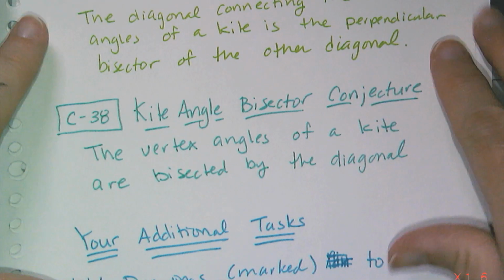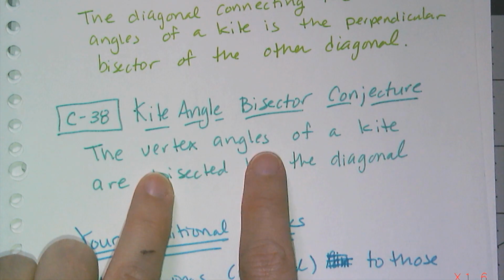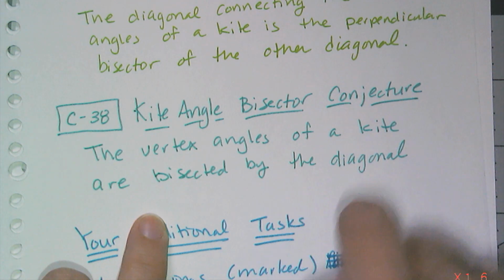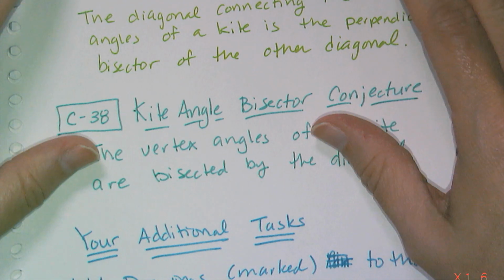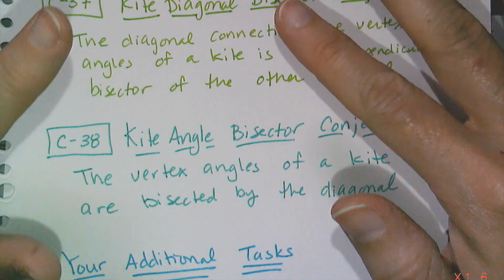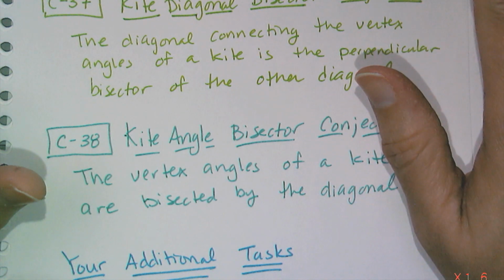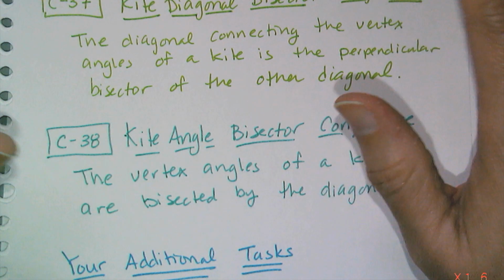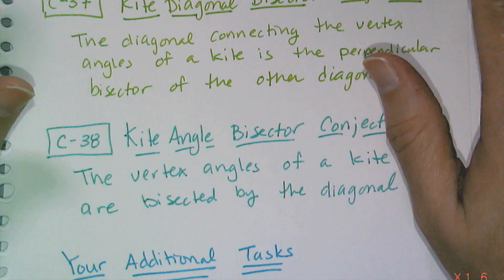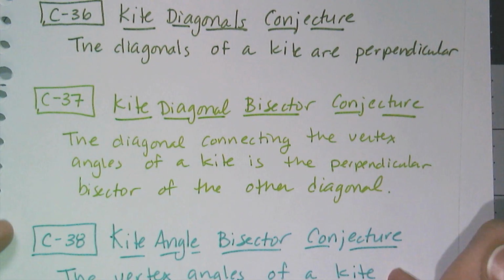And then finally, C38, the kite angle bisector conjecture: the vertex angles of a kite are bisected by the diagonal. Now, you may notice that I didn't actually write up a proof of anything. All I did was draw in a diagonal and see what it gave me. It gave me isosceles triangles, it gave me congruent triangles, and from all that, I have these four conjectures.